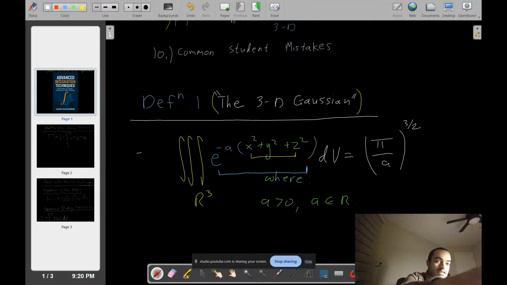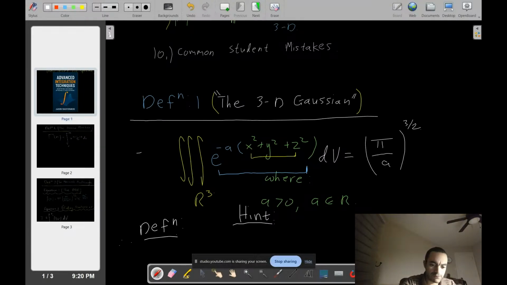Now I can give a hint though. So here's a hint. The way to solve this is to use the definition of a Gaussian. So, the definition for a Gaussian.